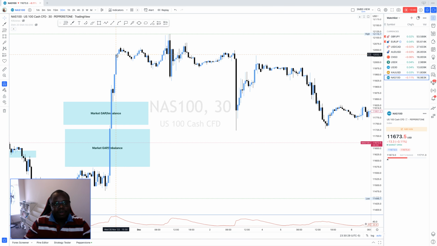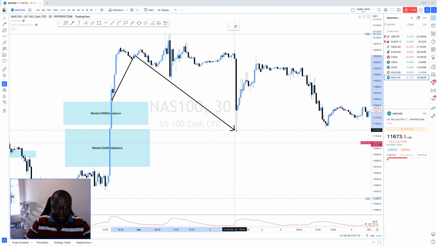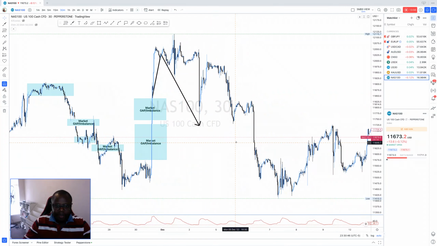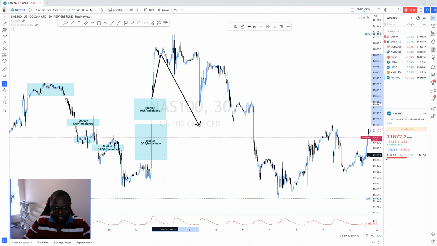Now, if you move forward a little bit, see how they did. They brought the price up, price went all the way up, brought price back down, and cleared the first imbalance. You see? We cleared the first imbalance. When we continue ahead, you find that the market came back and cleared the second imbalance.